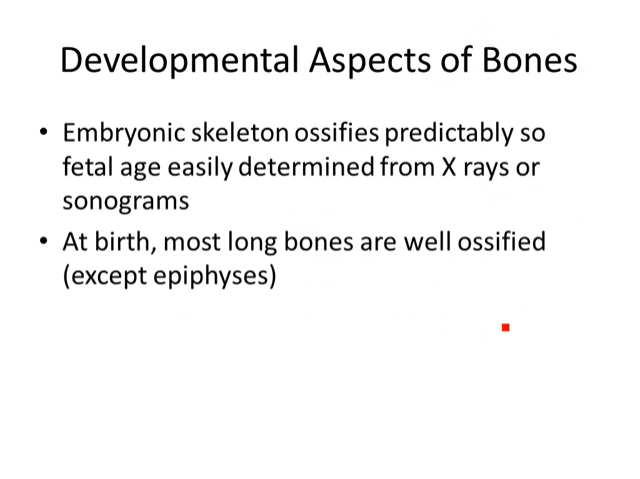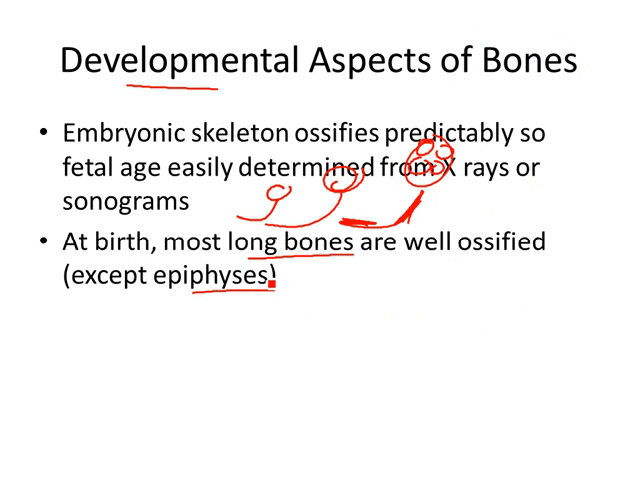All right, some developmental aspects of bone. Your embryonic skeleton ossifies predictably. If you took an X-ray of a fetus, a bigger fetus and a bigger fetus, you can look at how those cranial bones, or the long bones of the humerus or the femur, are ossifying, and you can actually get the age of the baby just by looking at the sonogram or X-ray of how well their bones are developing. At birth, most of the long bones are ossified except at the epiphysis. Your growth plates are still open, but all your other bones, if you're born at normal gestational age, should be ossified.